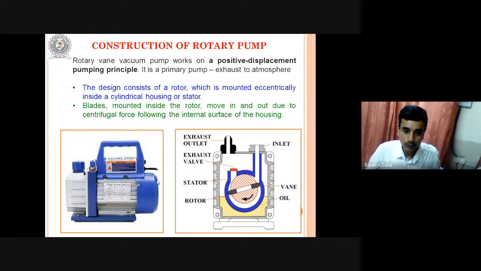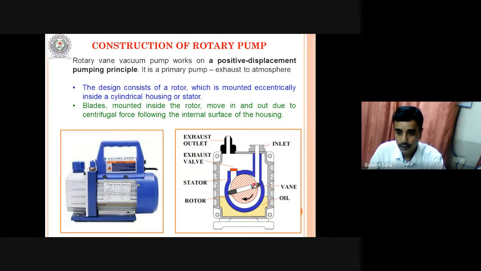If you look into the internal construction of the pump, you can see this is the inlet. Inlet means this part is attached with a vacuum chamber, so we can insert a vacuum chamber in this region. This is the inlet pipe through which the gas molecules can enter into the pump. Then you can see this bar is the rotor, and these two black parts, left side and right side, are the vanes.